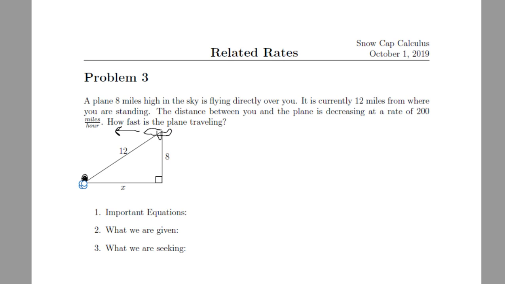All right. So something that's not obvious from just the text here, we're actually dealing with a right triangle, which means our important equation is going to be the Pythagorean theorem. So a squared plus b squared equals c squared. All right. So we have the given amount of how high the plane is in the sky, 8. We're given it's 12 miles from us, so that would be the hypotenuse. So let's call that c. So just for clarity, c equals 12. We'll say b equals 8.